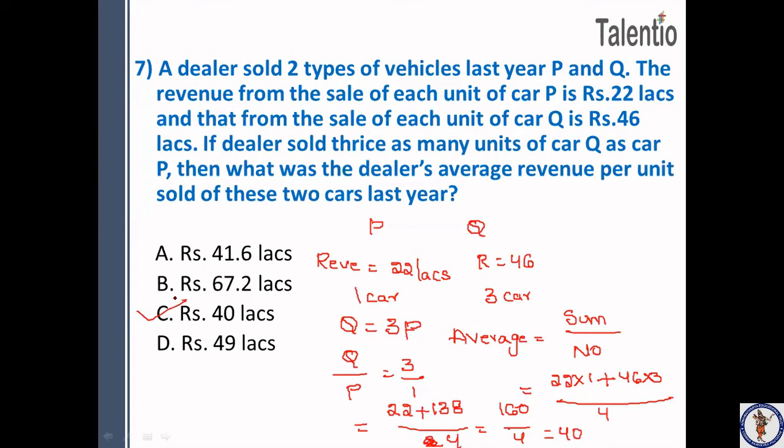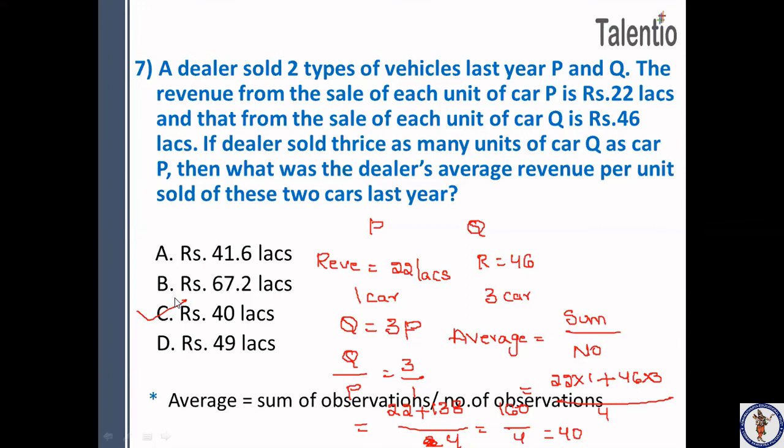You may have a doubt: ma'am, it is a ratio, so why do you consider 3 and 1? You can consider 3x and x also. You will get the same answer. You can consider any values in that ratio, but you will get the same answer. Okay? Clear?